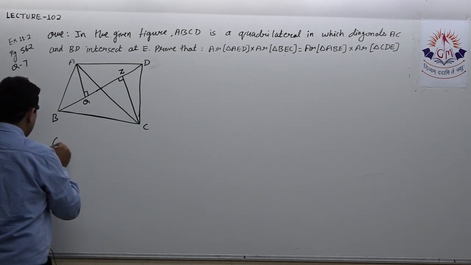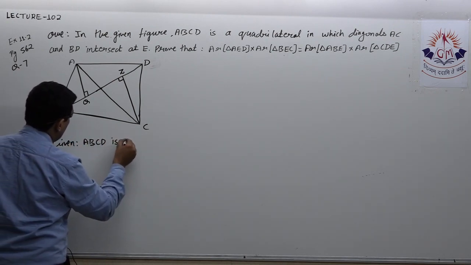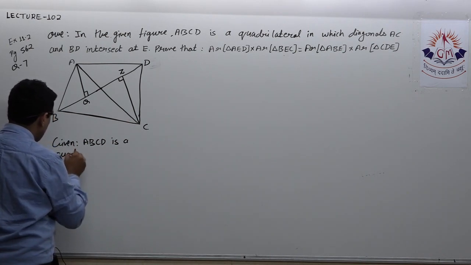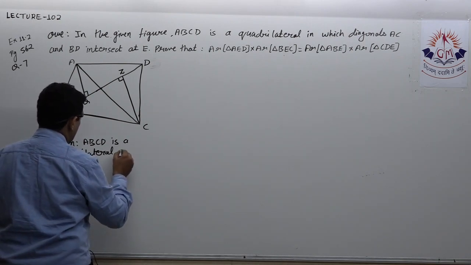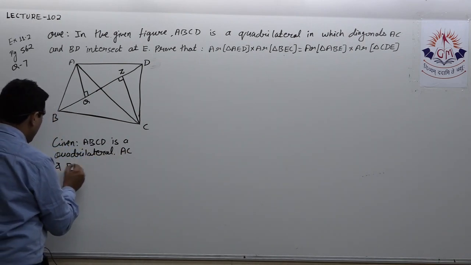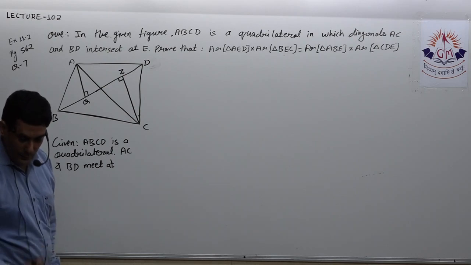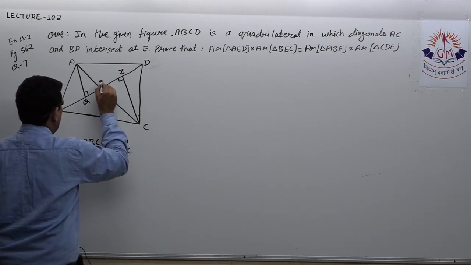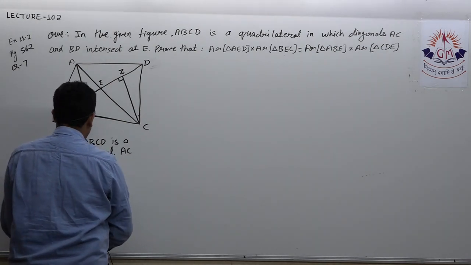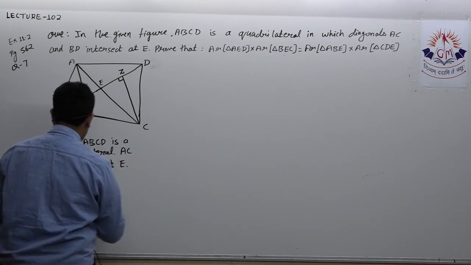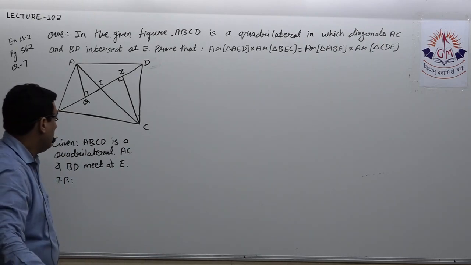So, given: ABCD is a quadrilateral, and AC and BD meet at E. So we have to prove, and to prove we can take it directly from there.